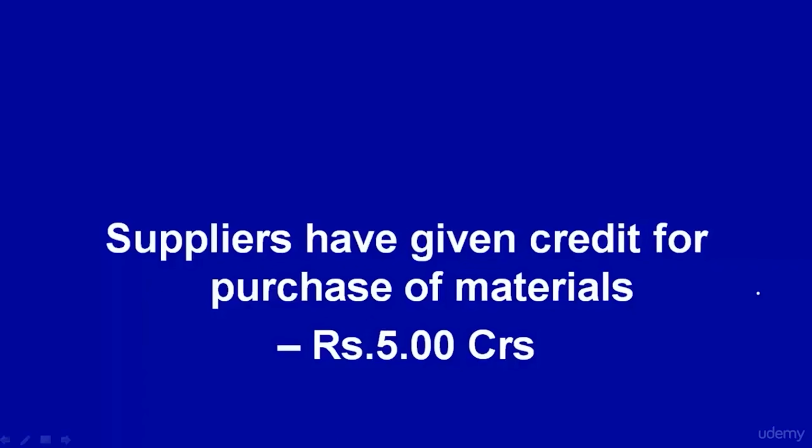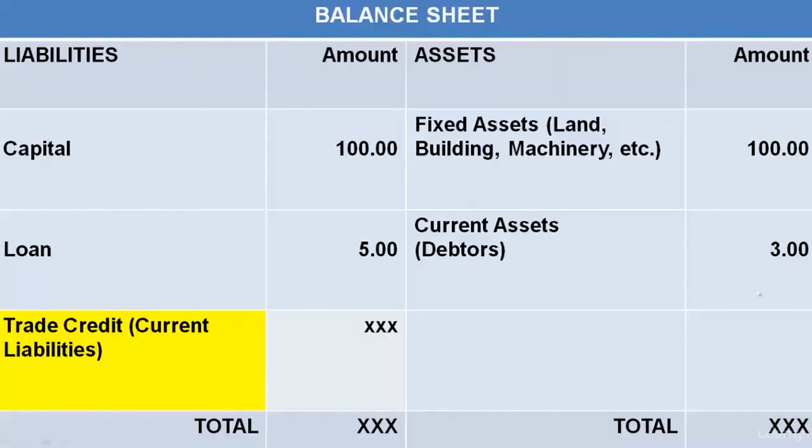Another example, supplier has given credit for purchase of materials, 5 crore. So you have purchased goods worth 5 crore. Anyhow, you have to pay back this 5 crore. So you have to pay back, it is a liability. So it will appear on the liability side of the balance sheet as current liabilities, say 5 crore.